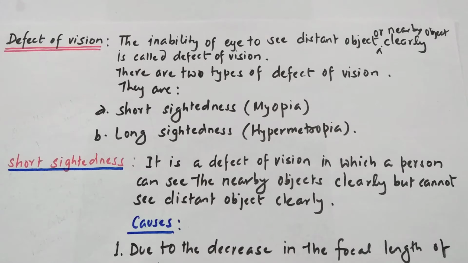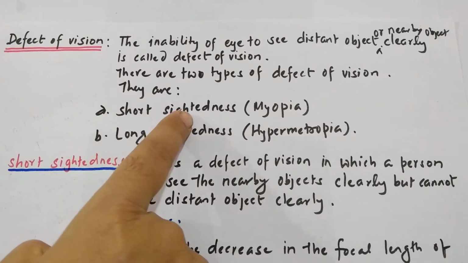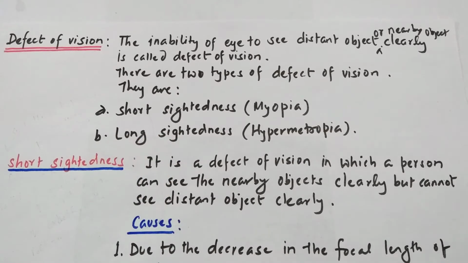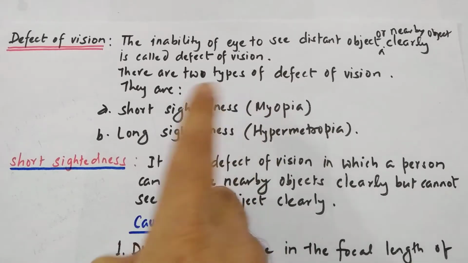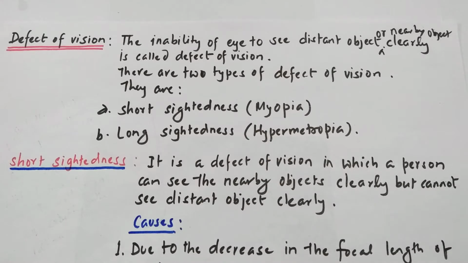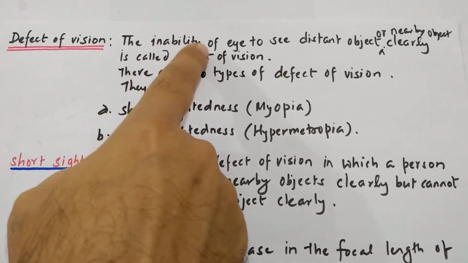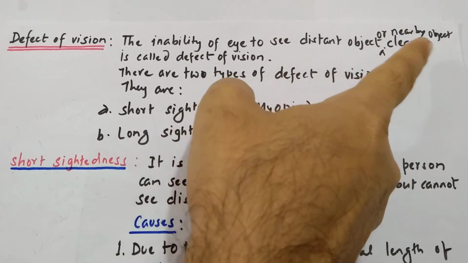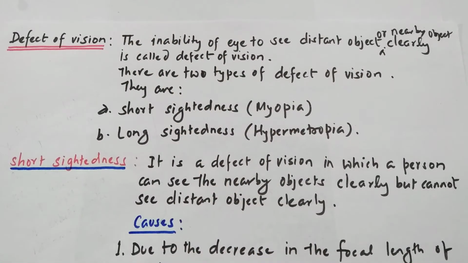Today, our agenda is to discuss defect of vision and short-sightedness. In our next episode, we will discuss long-sightedness. In biology, we say myopia for short-sightedness and hypermetropia for long-sightedness. Now let's define what defect of vision is. The inability of the eye to see distant or nearby objects clearly is called defect of vision.